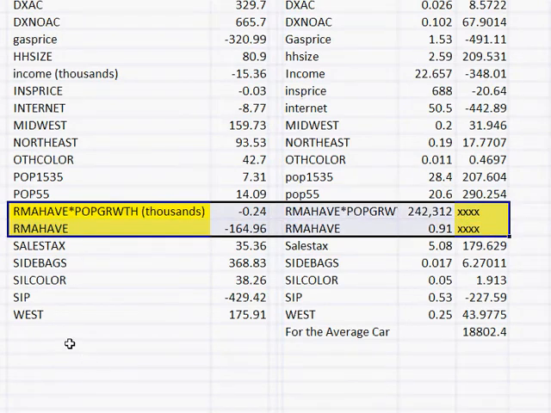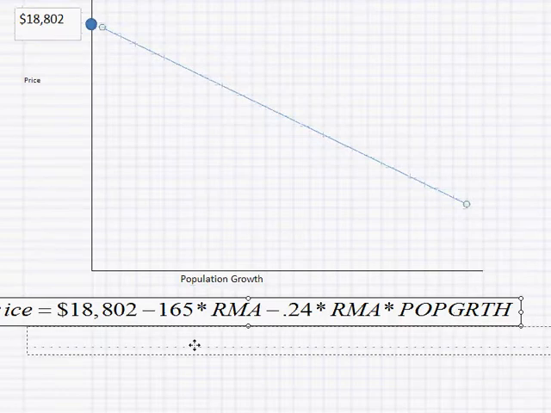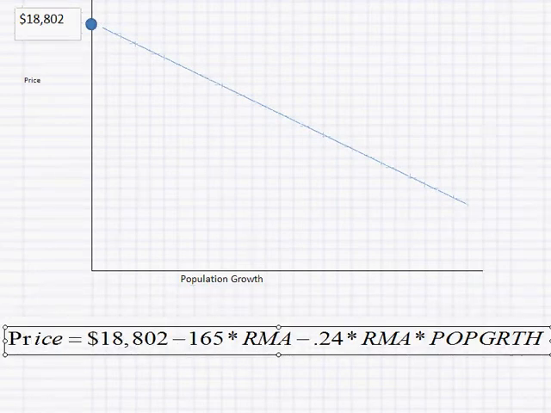So that reduces our equation to something much simpler. Here's what this equation would look like. Price equals $18,802 for the average vehicle, minus 165 times do you have restrictions. And when we look at the equation this way, we can pretty easily see what's going to happen there, minus 0.24 times RMA times population growth.